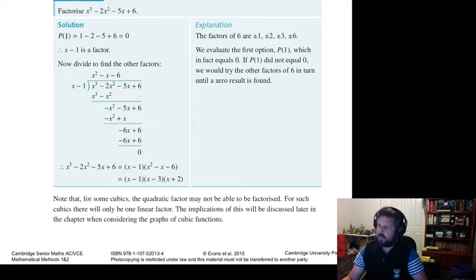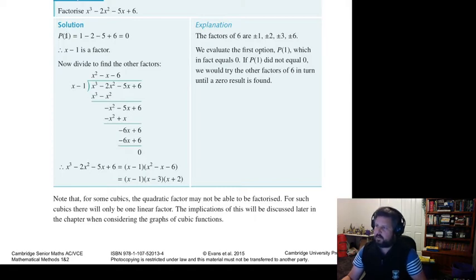So substituting in positive 1 into this function here. Cool, so 1 cubed take away 2 times 1 squared, etc, etc. We get these values. When you add them together, it comes out to being equal to 0. Oh wow, that's awesome. The very first number we tried came out to being equal to 0. Again, this is good news. This tells us that we can discover what one of the factors is.